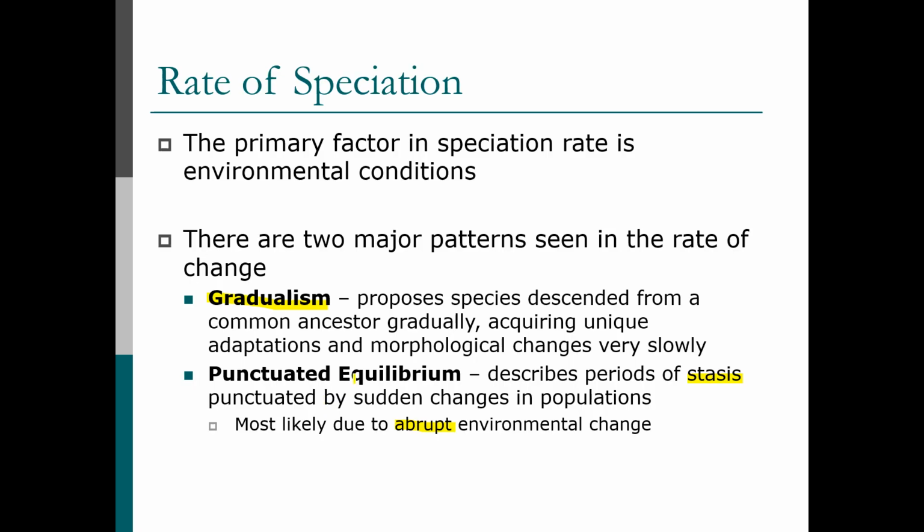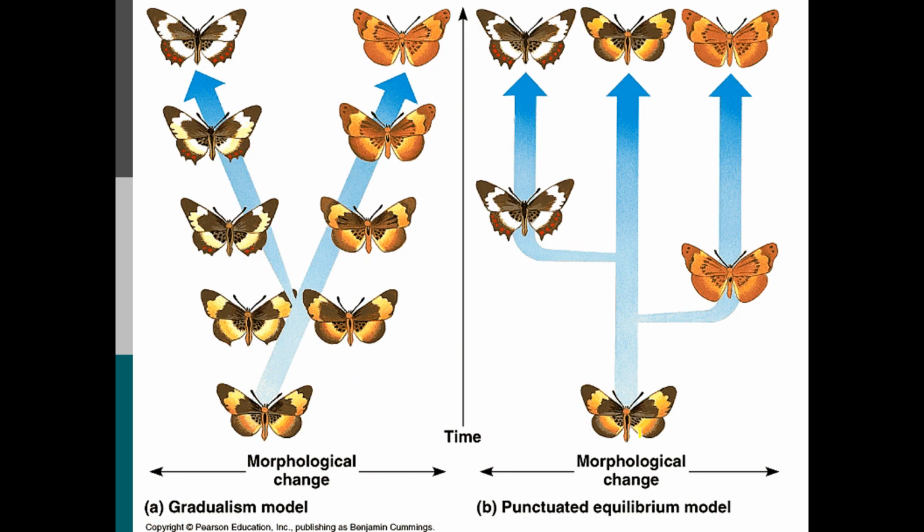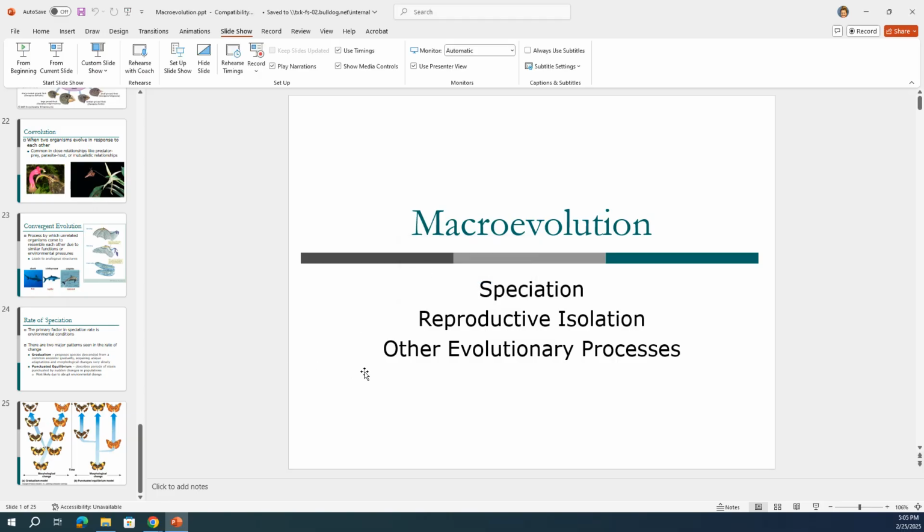And so what can happen is in punctuated equilibrium, we see periods of staying the same, and then they have rapid periods of change. So gradualism is slow and steady over long periods of time. And then punctuated equilibrium is you have stasis that is punctured by periods of change rather rapidly. And that is going to wrap up our macroevolution notes.